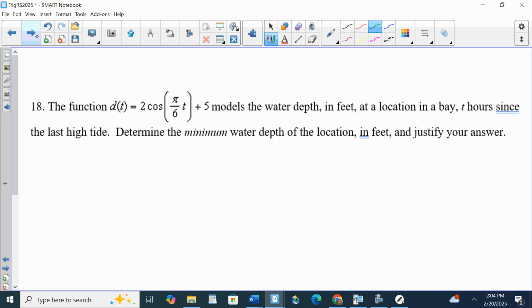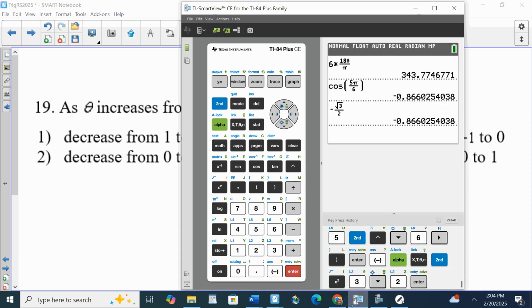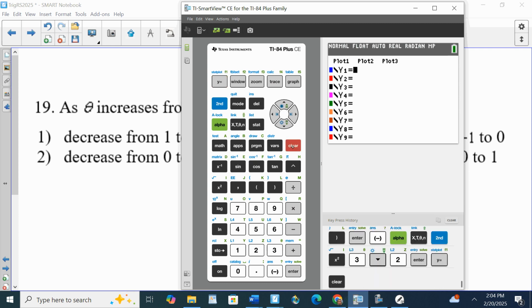This one's asking for minimum. Same thing, you'll do the same process. So let's take the minimum instead of the maximum. This is the one problem where you really want to go to the calculator as far as graphs go. If it wants to know what's happening to cosine of theta from negative pi over 2 to 0, it's easiest to just go to y equals, type in cosine of theta.